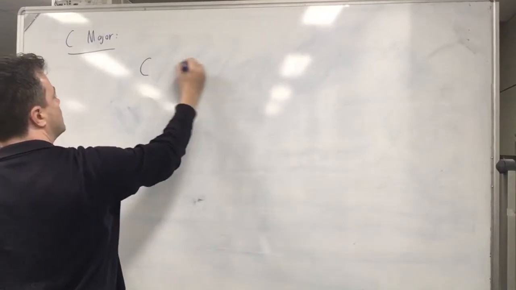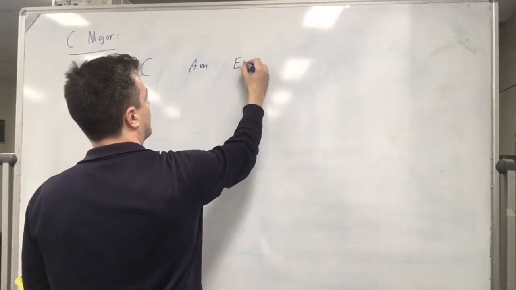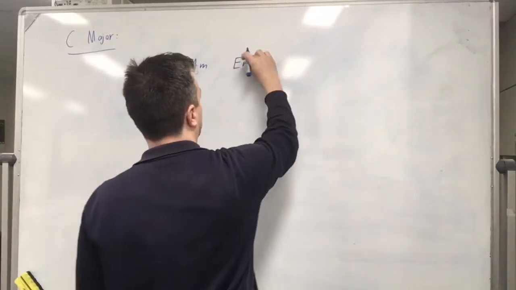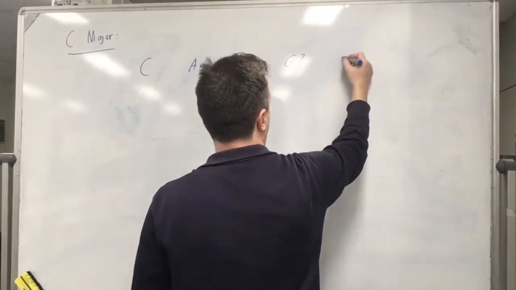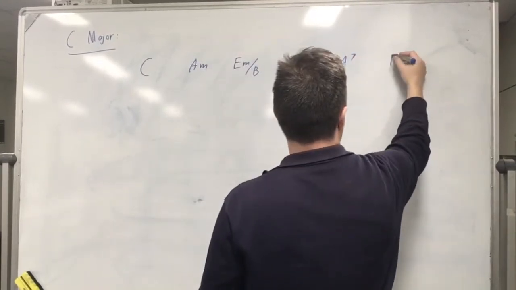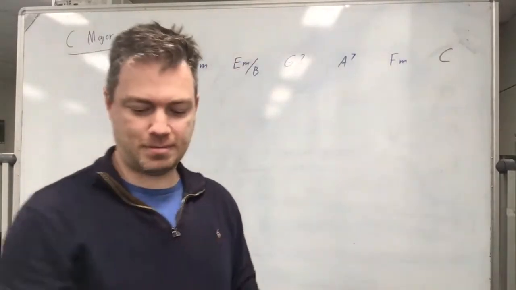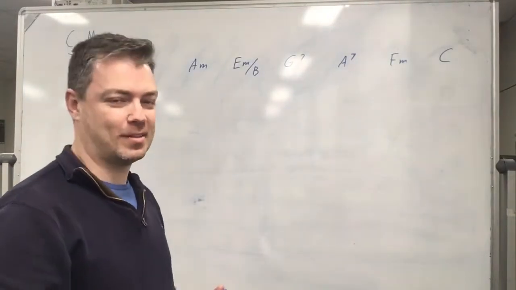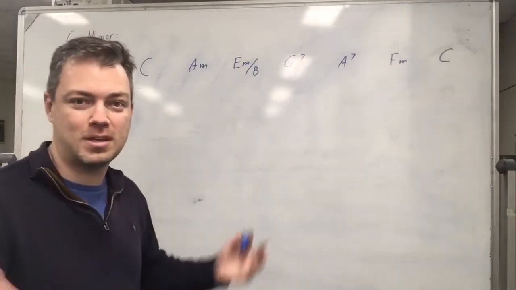All right, so we have C, A minor, E minor slash B, G7, A7, F minor, C. That is a random collection of chords. It would be unlikely that it will sound like a song or anything like that, just randomly. I don't know, maybe it will sound good, who knows, you never know.